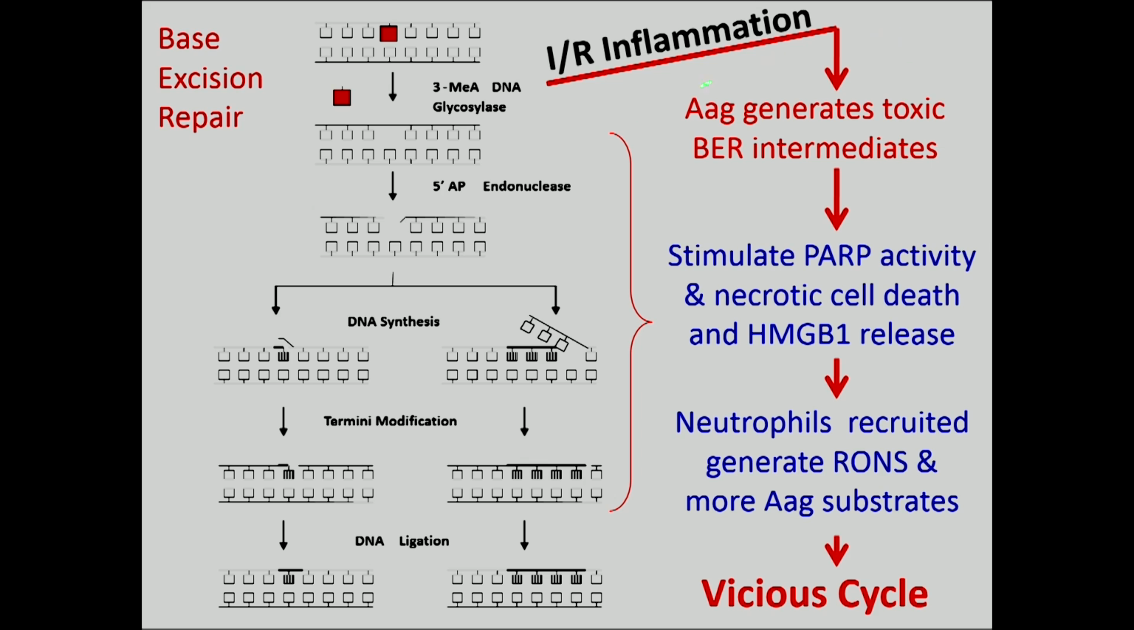So again, just getting a little more complicated, ischemia reperfusion causes inflammation. That makes substrates for the Aag glycosylase that generates base excision repair intermediates. Stimulation of PARP activity sends the cells into necrotic cell death, causing the release of HMGB1. HMGB1 recruits neutrophils that generate more reactive oxygen and nitrogen species and more damage, creating a vicious cycle.